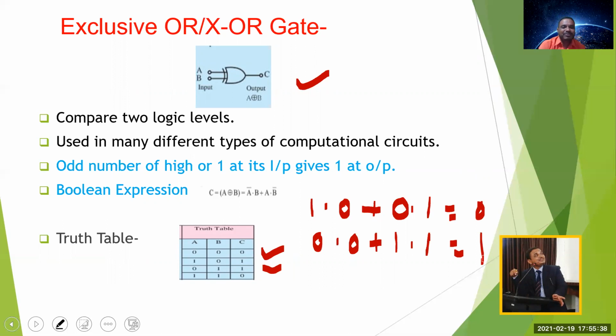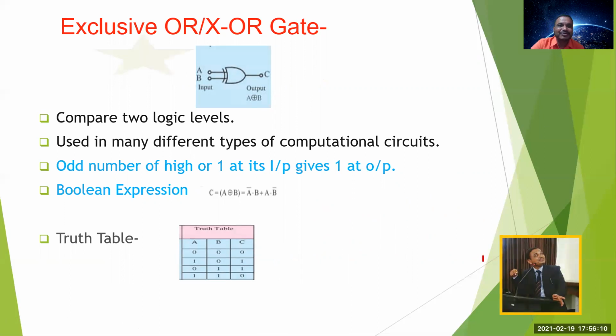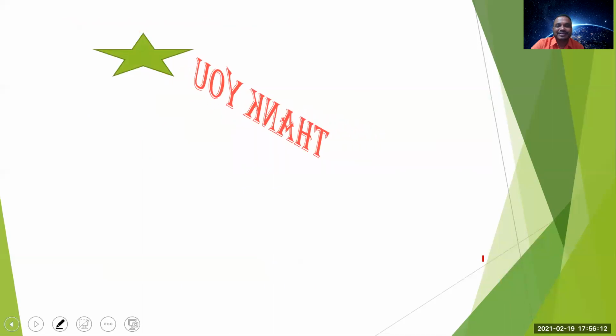Similarly, A is 0, B is equal to 1, we get output Y equal to 1. If A is equal to 1, B is equal to 1, then A bar, B bar are 0, 0. So A bar dot B is 0, plus A dot B bar is 0, and 0 plus 0 is equal to 0. So only when any one input is high, we get the output high. Otherwise, if both are 0 or both are 1, then output is 0. So this is about the XOR gate.